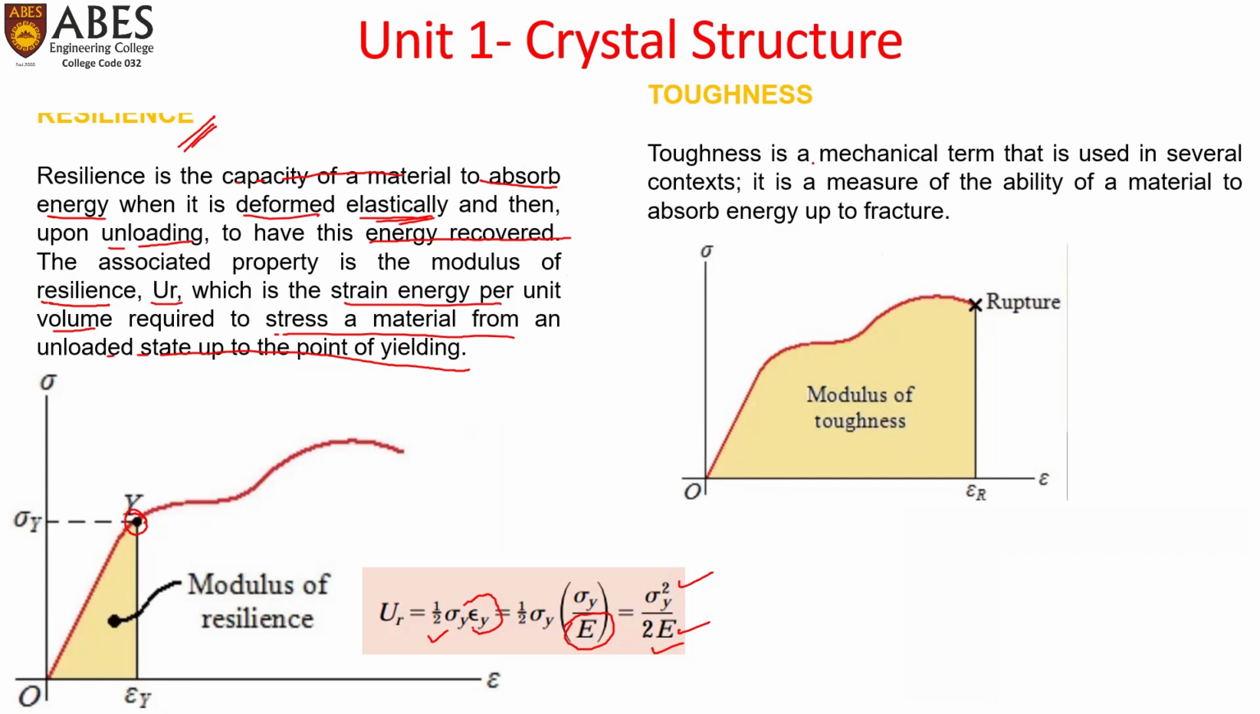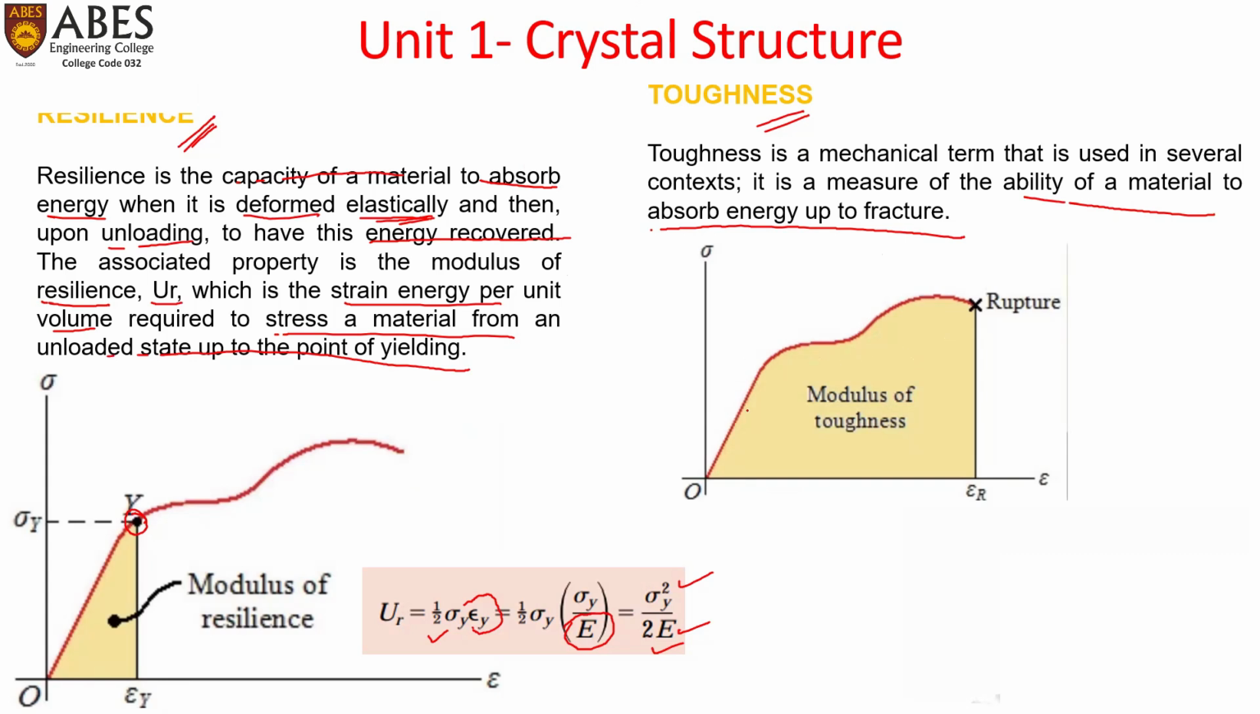Similarly, there is a property called toughness. It is also very important from a design point of view. Toughness is a mechanical term that is used in several contexts. It is a measure of the ability of a material to absorb energy up to fracture. So it is similar to the modulus of resilience, but the modulus of resilience is up to the yield point, and the modulus of toughness is up to the fracture point or rupture point.